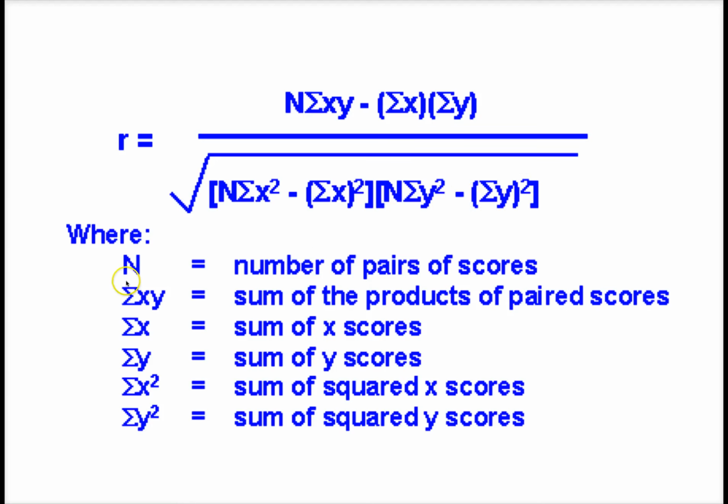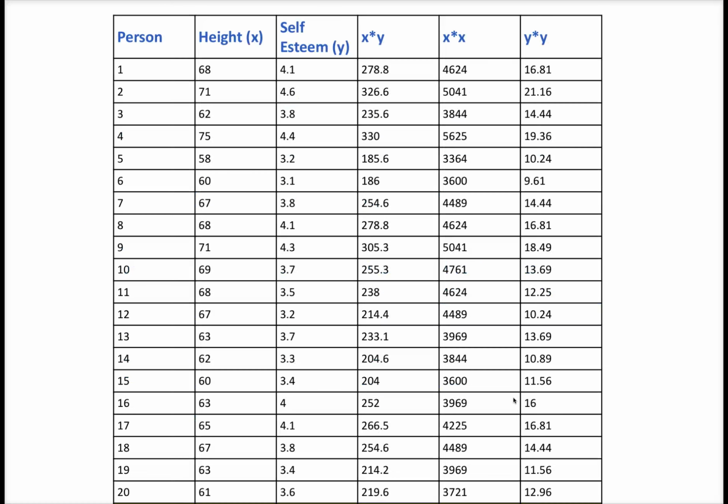So n is the number of pairs of scores. Sigma xy is the sum of products of paired scores. Sigma x, the sum of scores, etc. So here are our definitions. You can actually calculate this by hand if you wanted to, or you could do this in Excel, and I'll show you. You don't need a fancy statistical tool to do a correlation. And so here's the data.